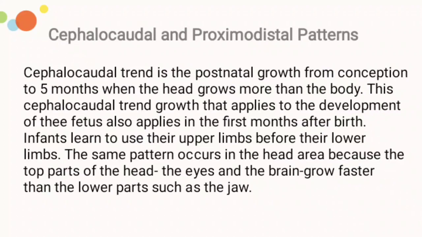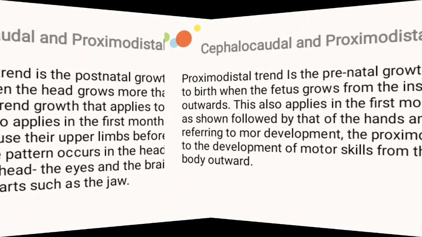This cephalocaudal trend of growth that applies to the development of a fetus also applies in the first months after birth. Infants learn to use their upper limbs before their lower limbs. The same pattern occurs in the head area, where the top parts of the head, the eyes and the brain, grow faster than the lower parts, such as the jaw.